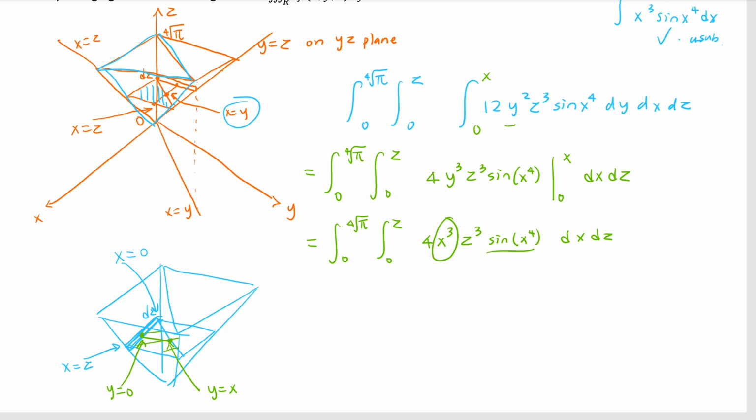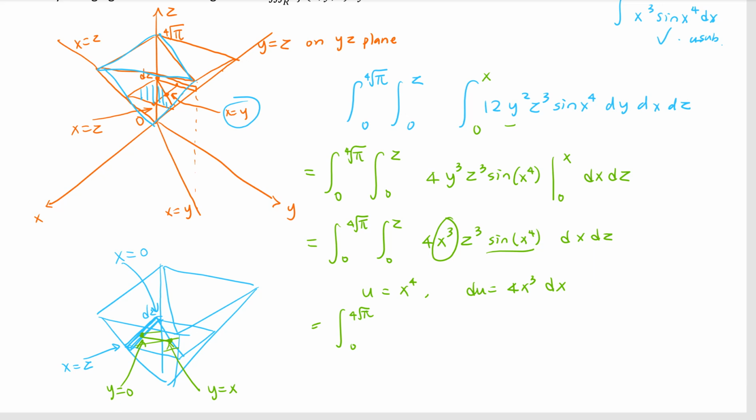Because of the x cubed, we're able to integrate sine x to the 4th. Just use u substitution. Let u be x to the 4th. du is 4x cubed dx. Awesome.